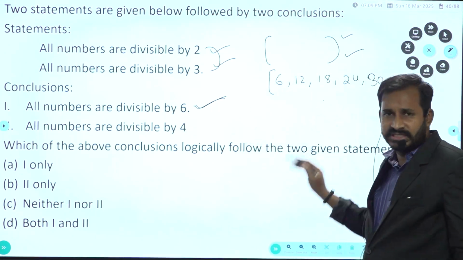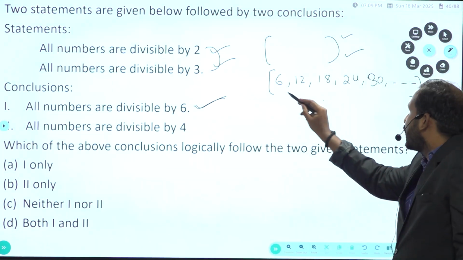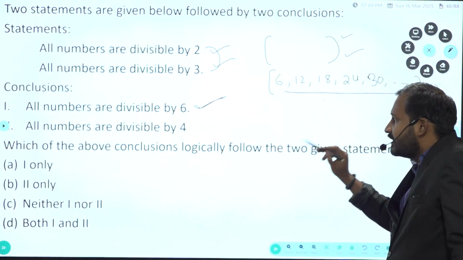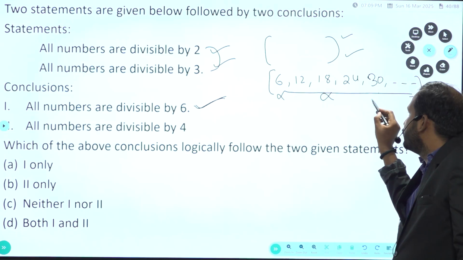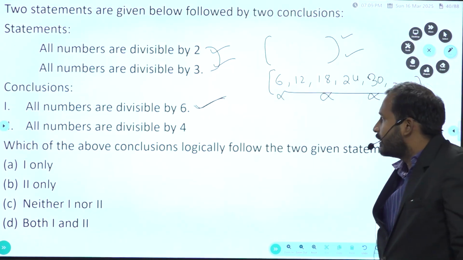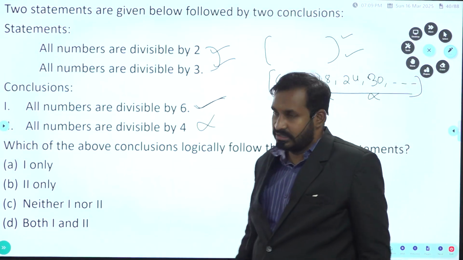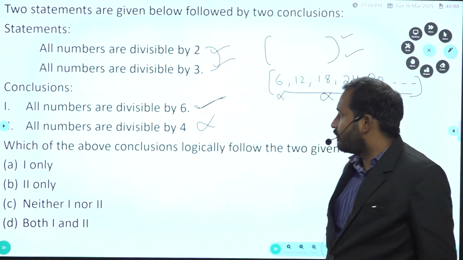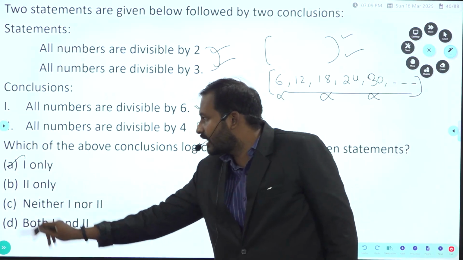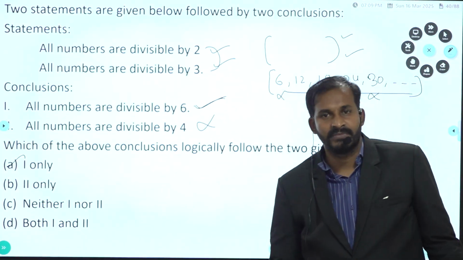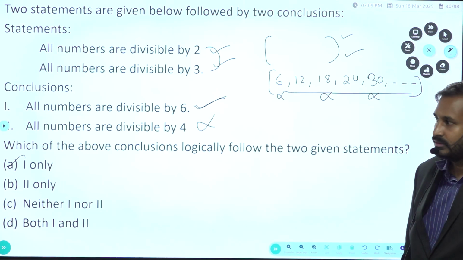So my given numbers are the multiples of 6. Now check, are all these numbers divisible by 4 or not? No. 6 is not divisible by 4, 18 is not divisible by 4, 30 is not divisible by 4. That means my second one is false here. So what I can say is only conclusion 1 is true, conclusion 2 is false. Okay.